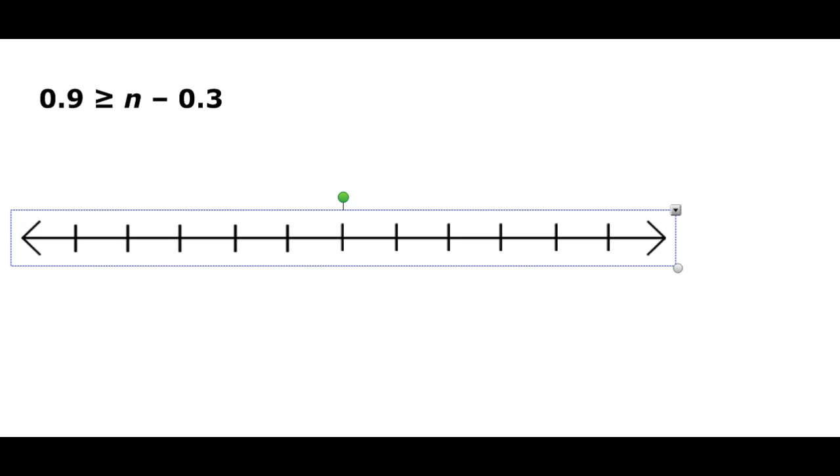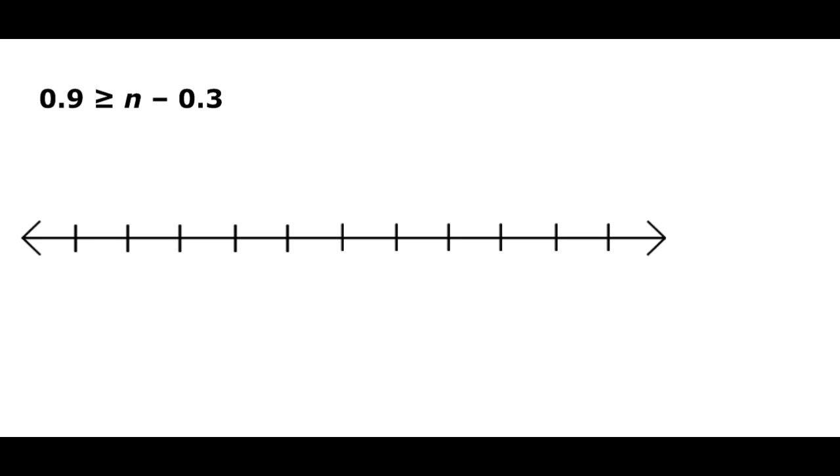Now this is going to work with anything. It doesn't make any difference. Fractions, decimals, doesn't make a bit of difference. So let's look where our n is. It's right here. Let's add 0.3 to both sides. Again, do the exact same thing to both sides. I get 1.2 is greater than or equal to n.